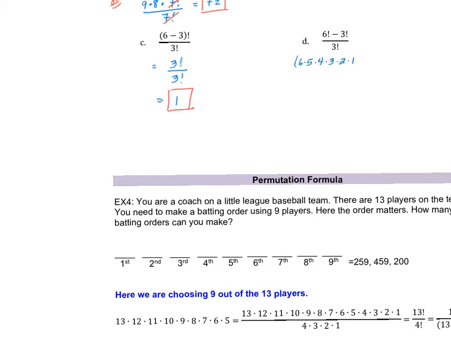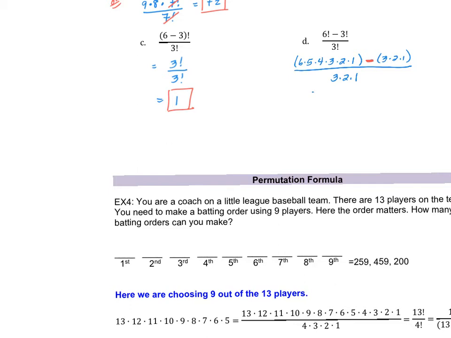So that is my 6 factorial, and I'm going to subtract the 3 factorial, which is 3 times 2 times 1, all over 3 factorial, which is 3 times 2 times 1. Notice that I cannot cancel the 3, 2, 1 top and bottom because of this subtraction. You can only cancel if everything is multiplication. So I have to figure out each piece separately.